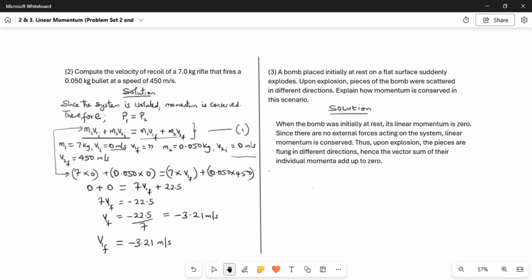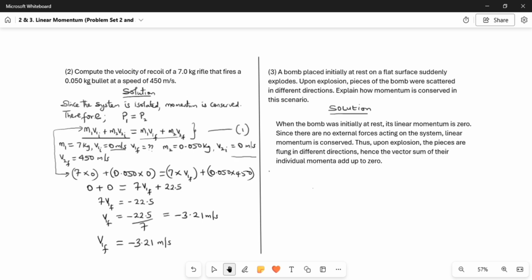And coming to question 3, we have a bomb placed initially at rest on a flat surface, suddenly explodes, and upon the explosion, pieces of the bomb were scattered in different directions. Explain how momentum is conserved in this scenario. Quite simple.